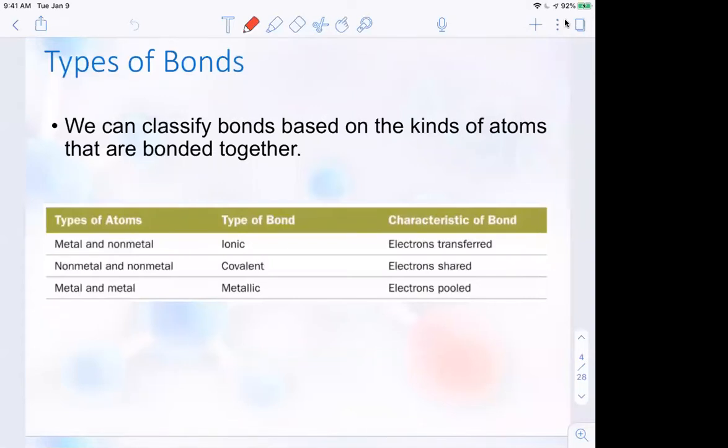In organic compounds, carbon is the central element to all of the organic compounds that we're going to discuss. Carbon forms covalent bonds. So covalent bonding is the most important type of bond when we discuss organic chemistry. Metallic bonding is another type of bond, but we are not going to discuss that too much or at all in this particular class.